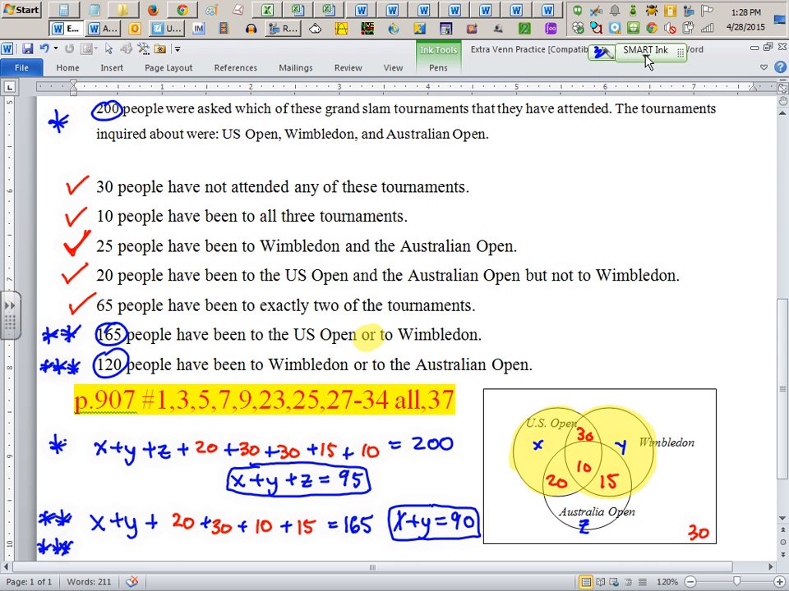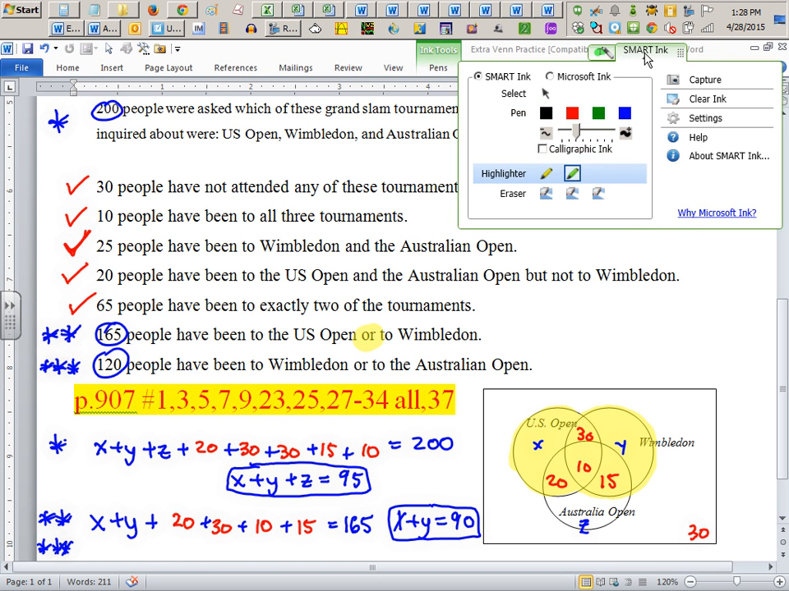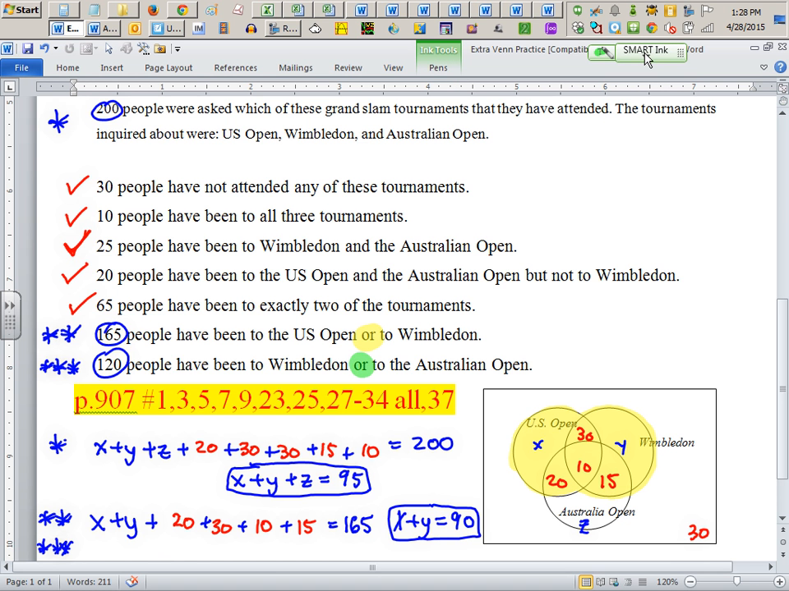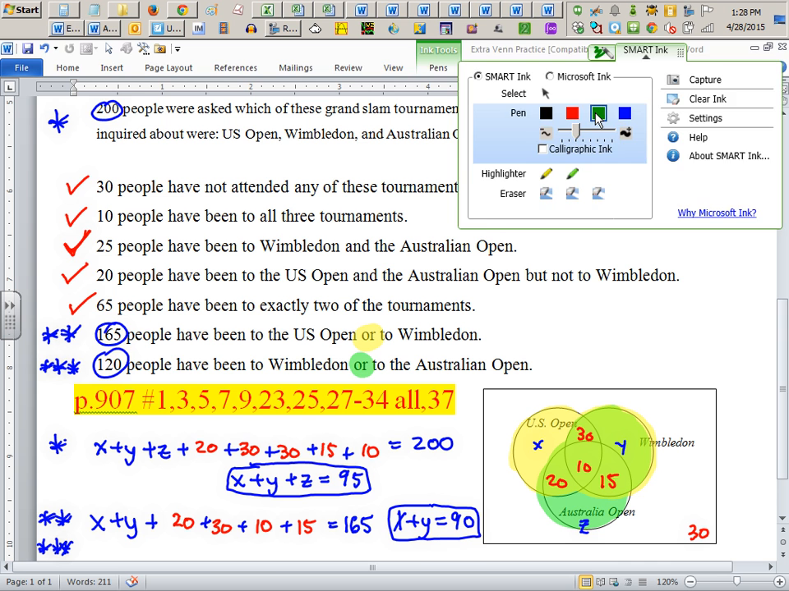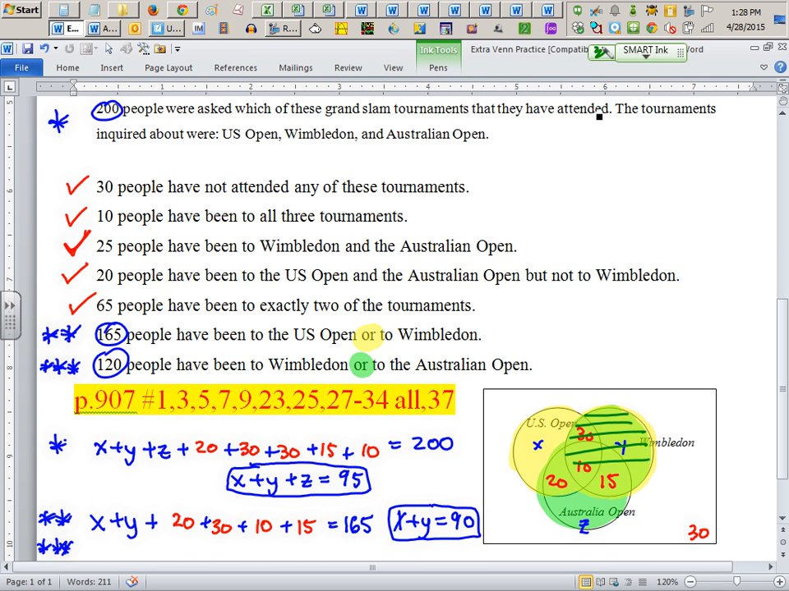Sometimes my stylus doesn't write too well when I get toward the bottom of the page. But this one is also an or. It's Wimbledon or Australia Open. So that's this region here. A little hard to see. I'll hash it in green. So basically it's all of this. Notice again, shaped like a snowman or two soap bubbles stuck together. But basically that is my third equation. That's supposed to add up to 120. So this is equal to 120.